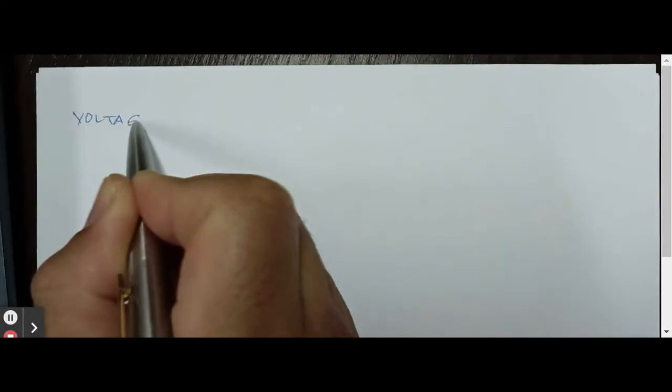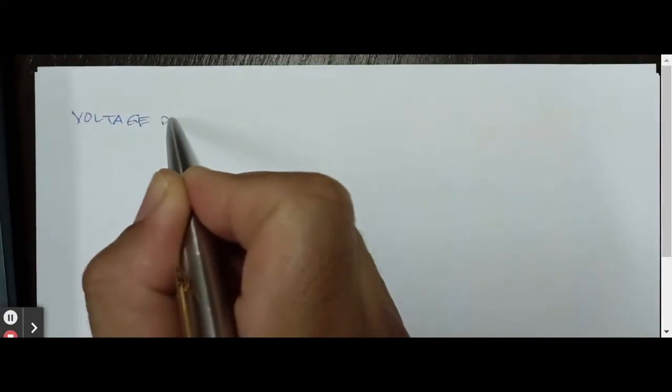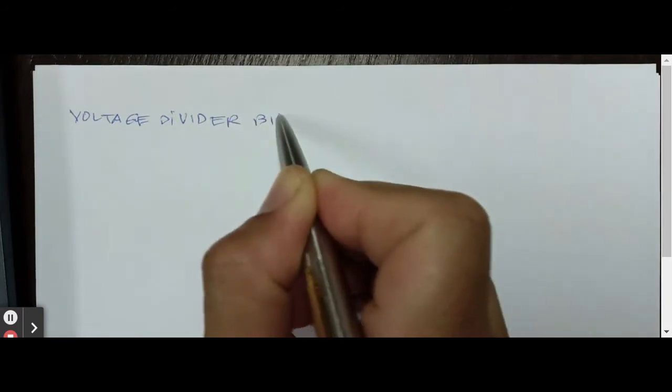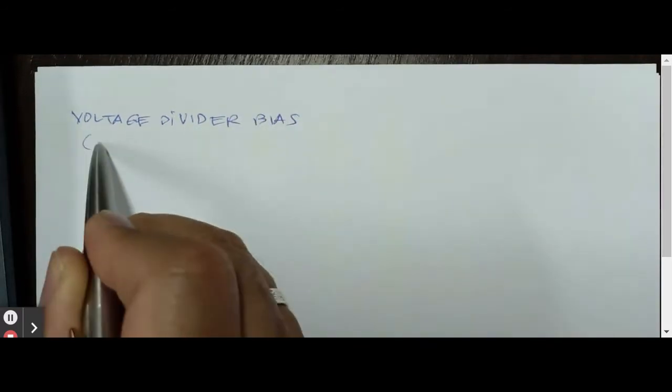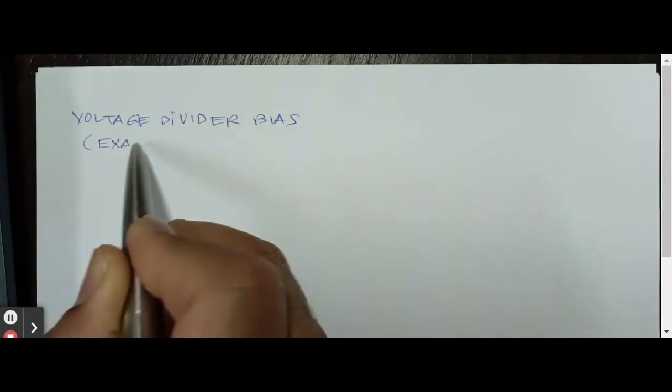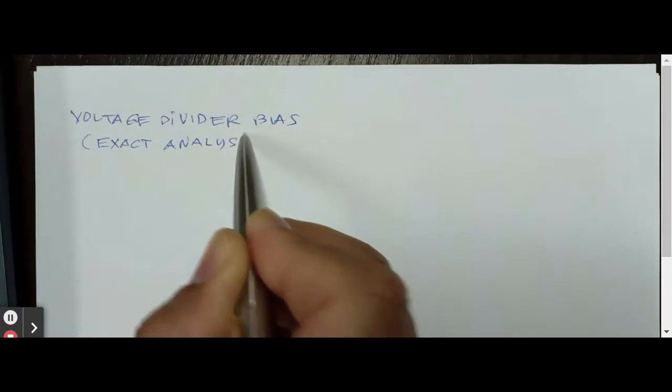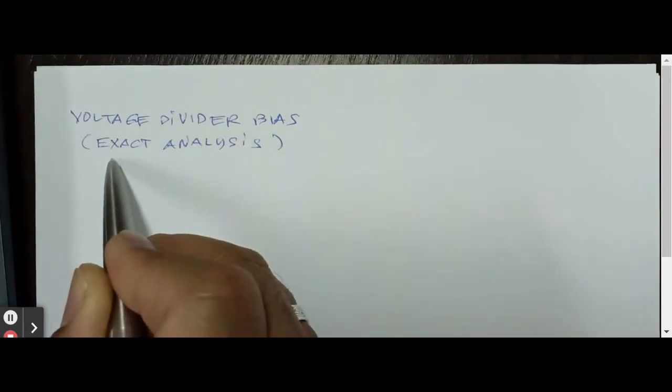So for our circuit for today, or in this example, we will be doing the voltage divider bias, and we will be using the exact analysis, or we can also say exact method.